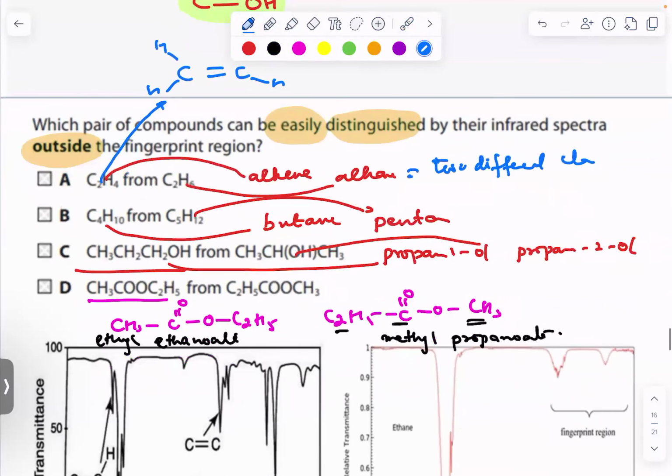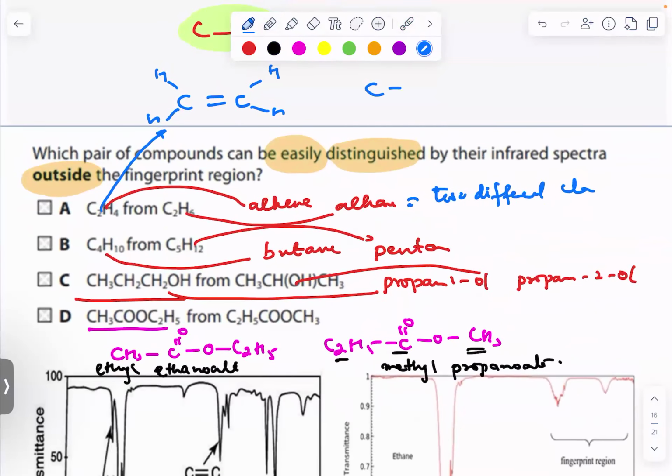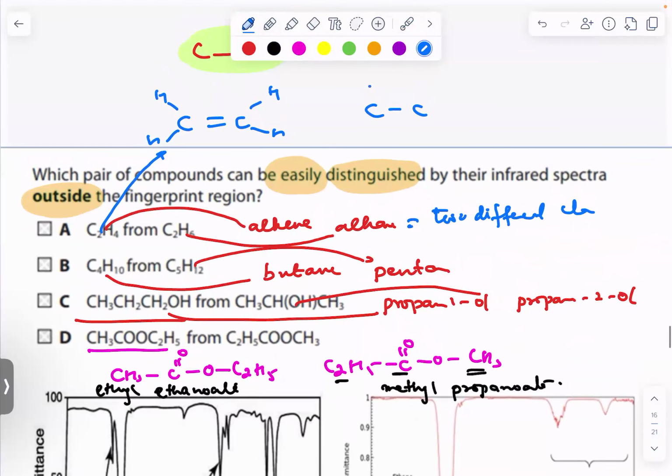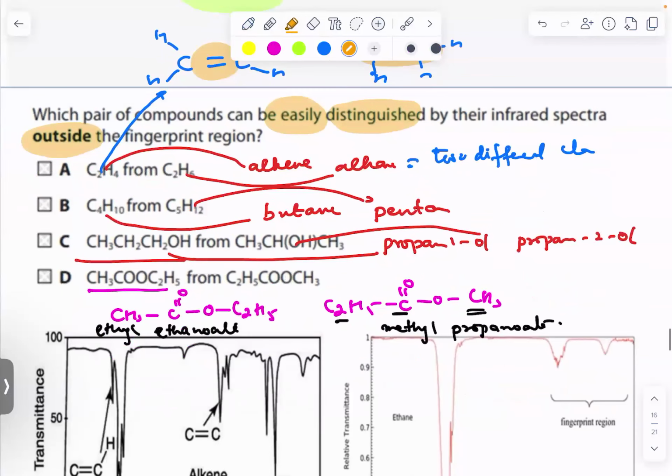Have a look, just a minute. And then alkane. Can you see that this contains a double bond and this contains a single bond? Yes. However, come to option number two. Butane and pentane. Don't you think both are alkanes? Yes. So they are going to give a similar type of IR spectrum.